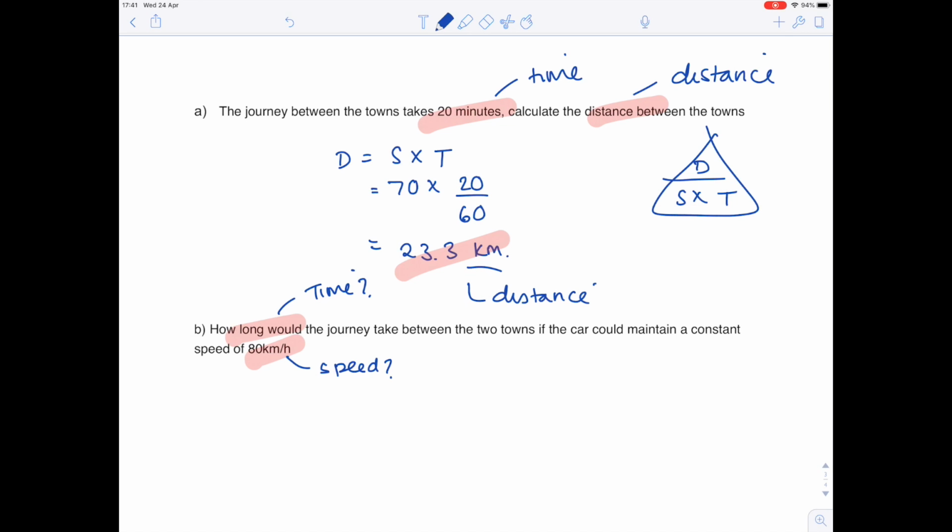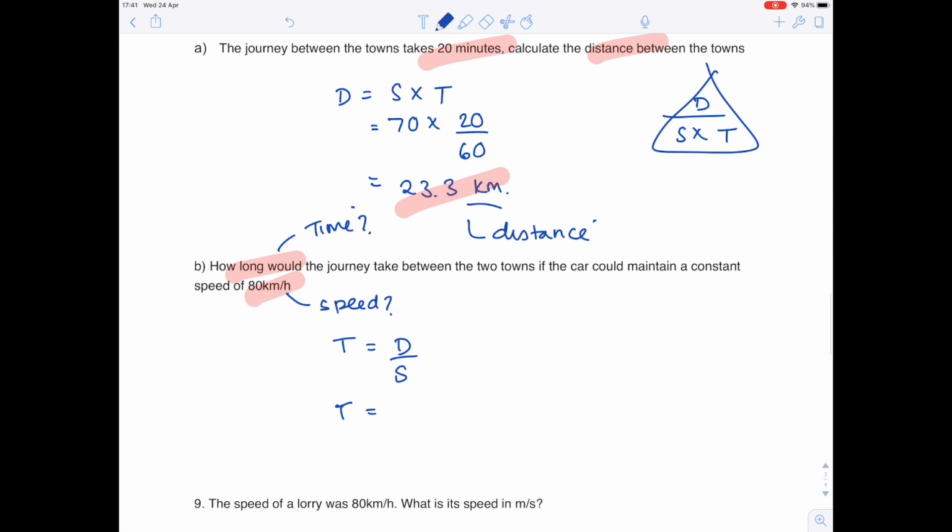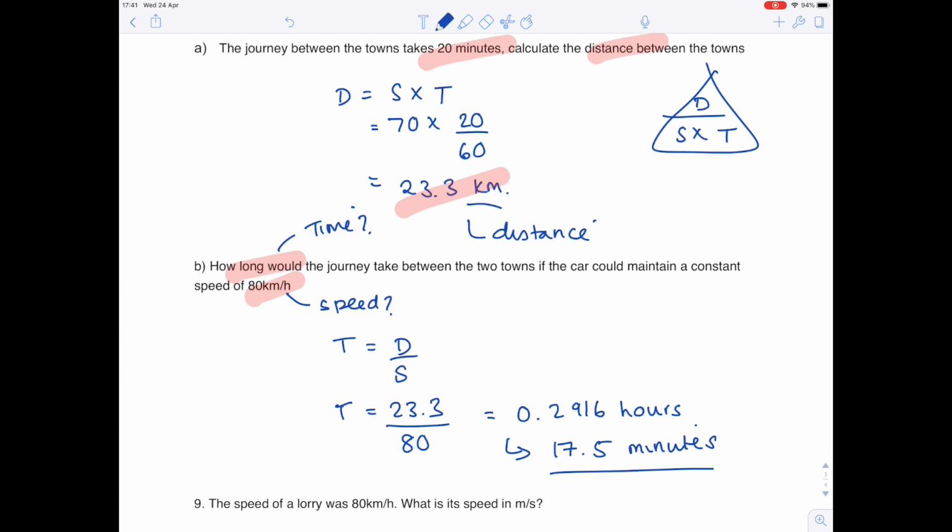So using the formula triangle, I can see I need to do time equals distance divided by speed. The distance was 23.3 kilometers. The speed was 80. So it would only take 0.2916 hours. I don't really like that, so I'm going to convert that to minutes by timesing by 60. So it would take 17.5 minutes. I'm sure it would have been fine to leave it in hours. I just don't think that looks very nice.